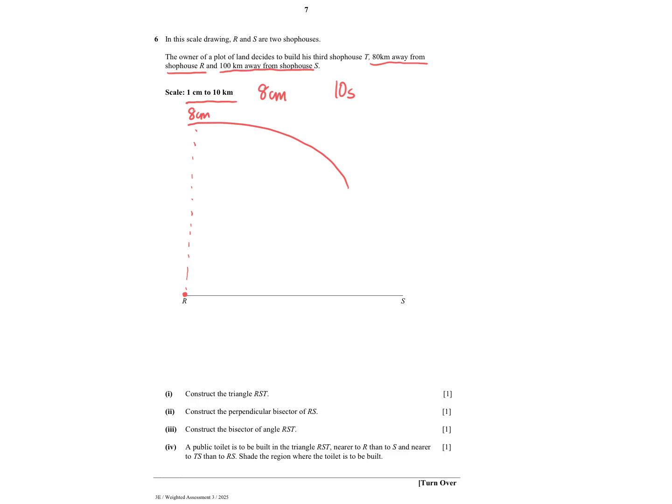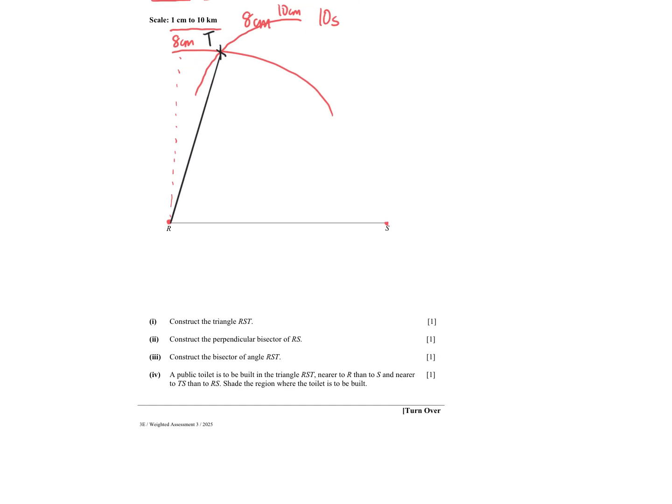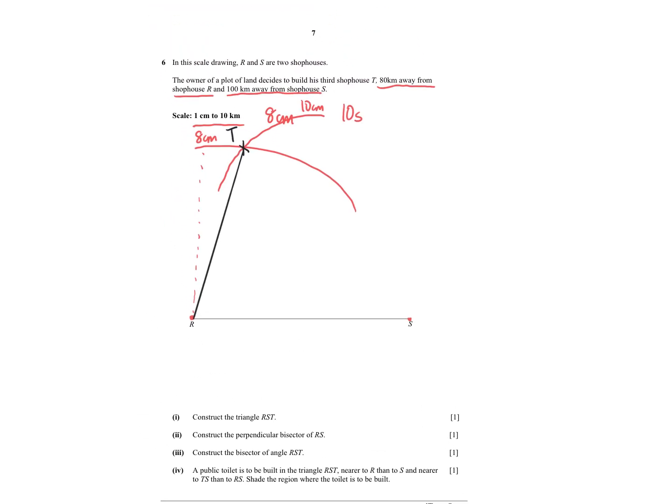Then same thing for S. It must be 10 cm away. So put your needle here, measure 10 cm and draw an arc of 10 cm. Can you see that both of them meet at one point? So this is where your T should be. I'm just estimating. I don't know where exactly T should be. I need to see the arc in order to give you the mark for this T. So you can join them together to form your triangle. So that's part 1.